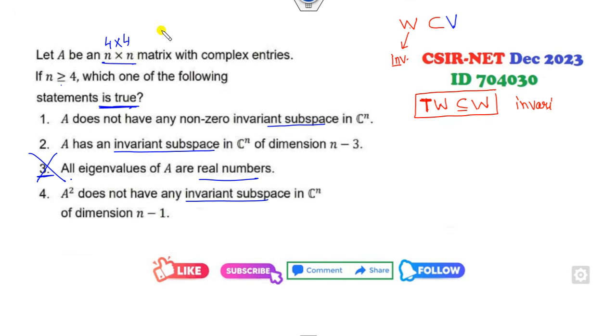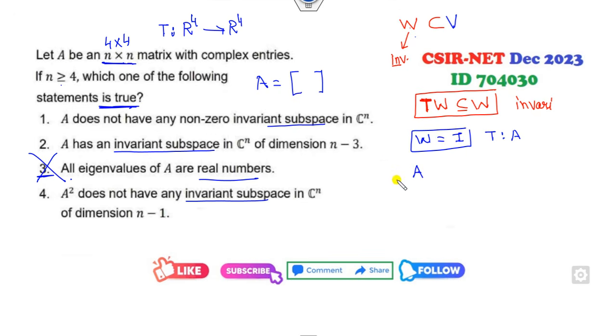Can you find that transformation? Because it's a 4 cross 4, so my transformation is R4 to R4. Can you take any of the subset of, because it's a matrix? Fine. Can you subset of this matrix? I can take as a identity. Fine. T is basically my matrix A. So now, what is my TW? TW is basically my A, W. A is my A, W is my I. So clearly say A is the TW, AW.